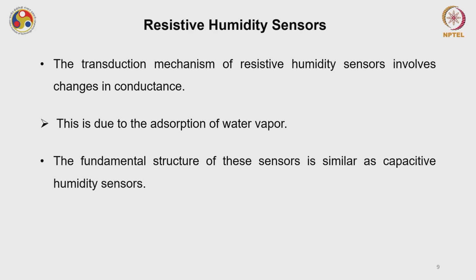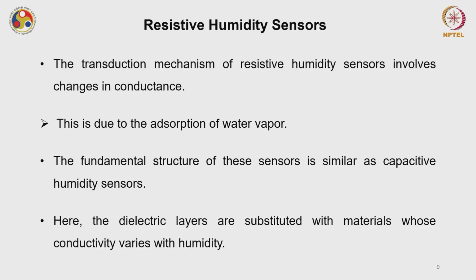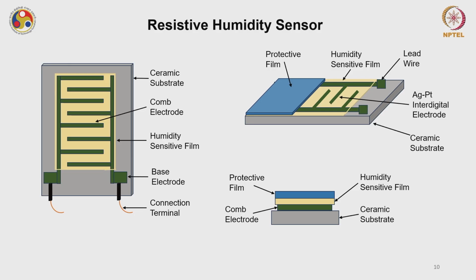The fundamental structure of these sensors is very similar to the capacitive humidity sensor, where you make interdigitated electrodes, except there you were using some dielectric material, but here you are using some semiconducting material. There you were measuring the change in capacitance, here you are measuring the change in resistance or conductance. So here the dielectric layer is substituted with a material whose conductivity or conductance actually varies with humidity. So this is a typical resistive humidity sensor.